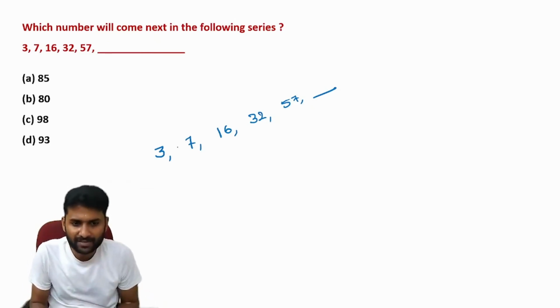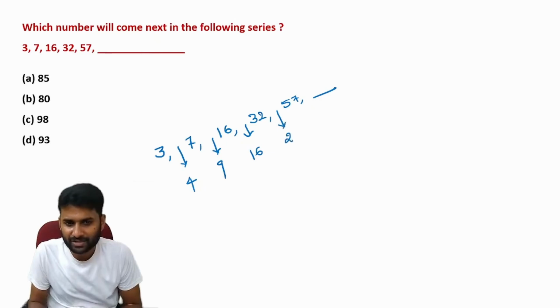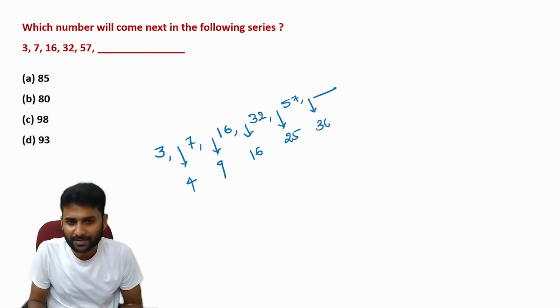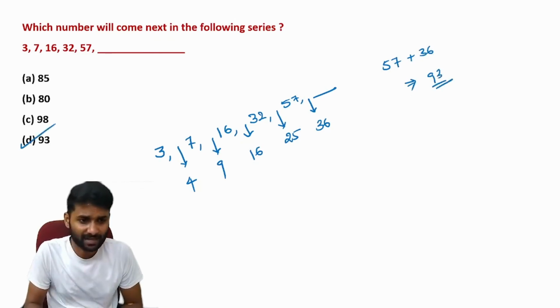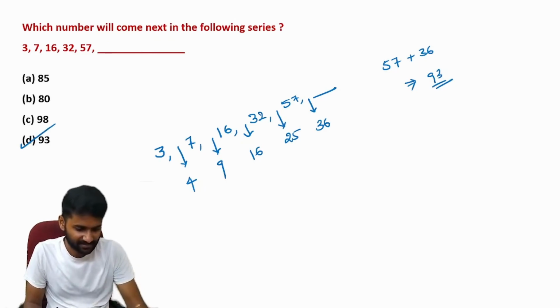So here the difference between 3 and 7 is 4 units. 7 and 16, 9 units. Here the difference between 16 and 32 is 16. And the difference between these two numbers is 25. If you observe, all the differences are perfect squares. See here, the next perfect square number is 36. If 36 is added to 57, then the answer becomes 93. 93 is the correct answer. Clear? Yes, very good. 93 is the correct answer.